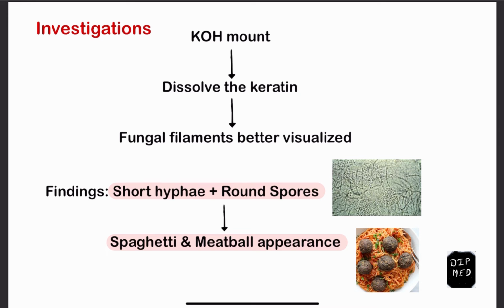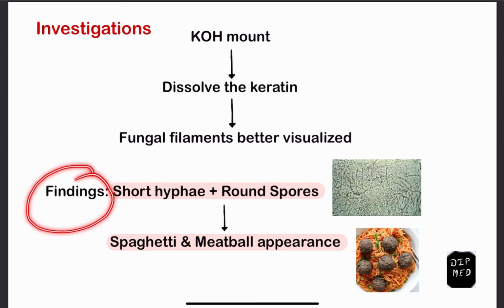Now coming on to the investigations. The investigation of choice is KOH mount, and the reason why we do KOH mount is that if we take the lesion directly into the microscope and watch it, then we won't be able to see anything because our vision will be blocked by keratin. So the KOH mount will dissolve this keratin, and thus we can visualize the fungal filaments better.